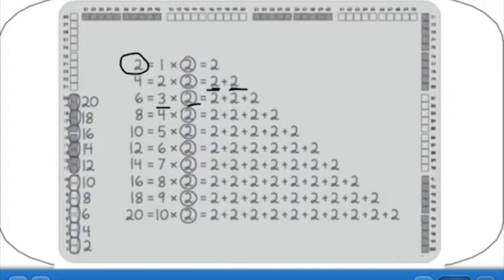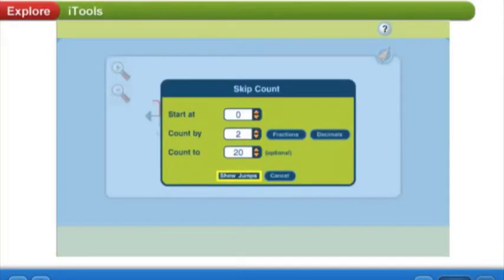Well, let's do some skip counting. If you notice, I've already set this up, and we're going to start at 0, and we're going to count by 2's, and we're going to count to 20. And I'm just going to push this button, and I want you to count out loud with me. It's going to show us jumps on a number line.